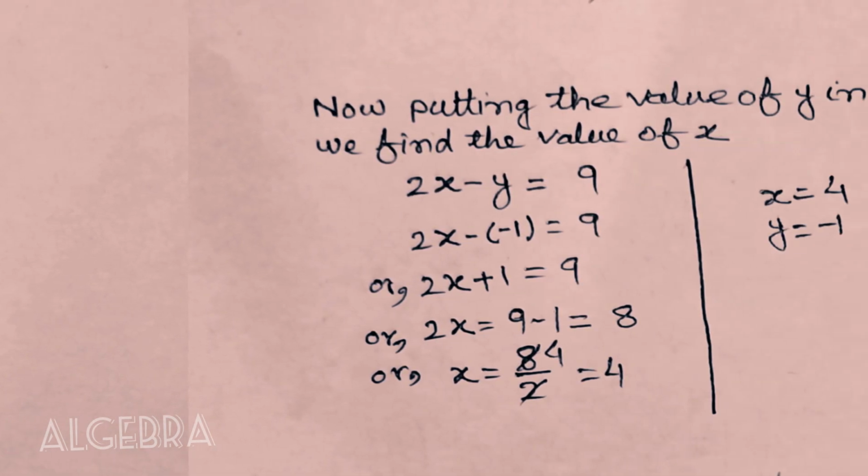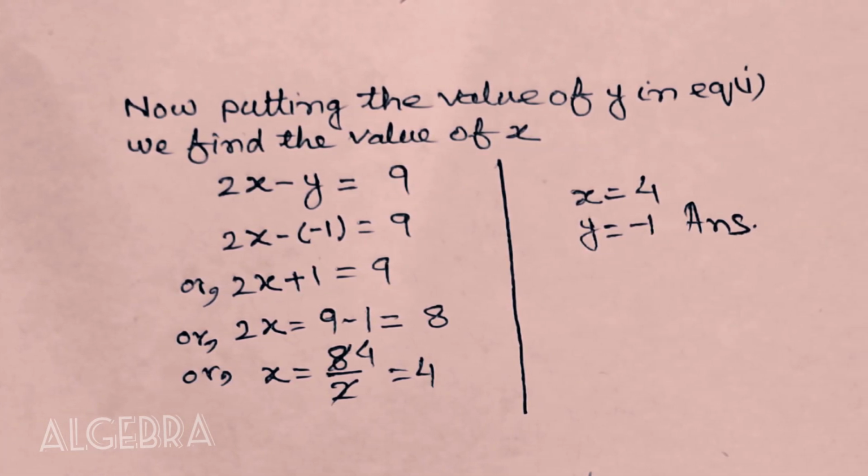Now putting the value of y in equation 1, we find the value of x. 2x minus y is equal to 9. 2x minus (minus 1) is equal to 9, or 2x plus 1 is equal to 9, or 2x is equal to 9 minus 1 is equal to 8, or x is equal to 8 by 2 is equal to 4. So x is equal to 4 and y is equal to minus 1. Answer.